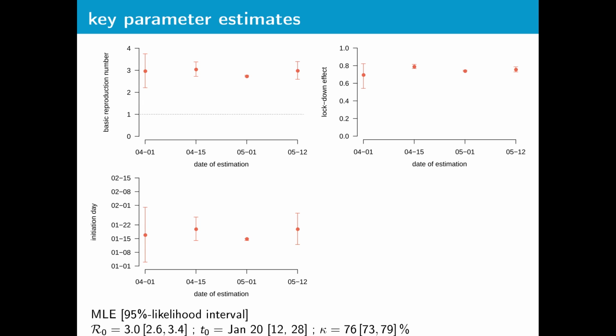We here estimate that the R0 was about 3 before the lockdown implementation, that lockdown reduced by 76% its initial value, and that the first epidemic wave in France started by January 20th.